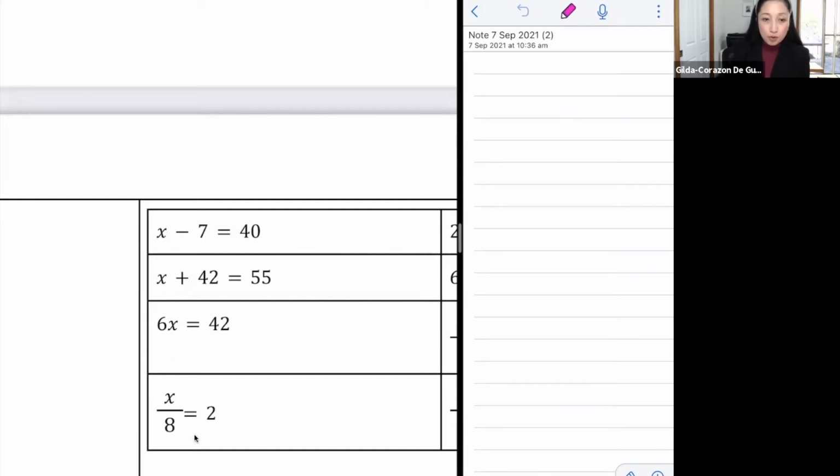Can I have 40 divided by 8? Would that give me 2? No, right? So there's no other number other than 16 that when you divide by 8, you get 2, okay? So that's what we want to look for. We want to find that value of x so that the left-hand side is equal to the right-hand side, okay?